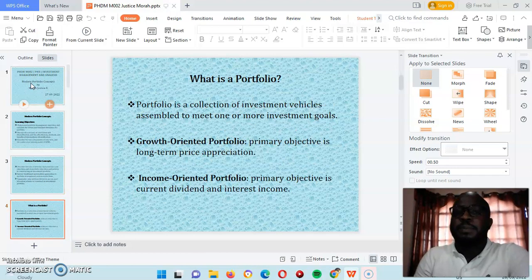First, what is a portfolio? A portfolio is a collection of investment vehicles assembled to meet one or more investment goals. We have the growth-oriented portfolio, whose primary objective is long-term price appreciation. Then we have the income-oriented portfolio, whose primary objective is current dividends and interest income.